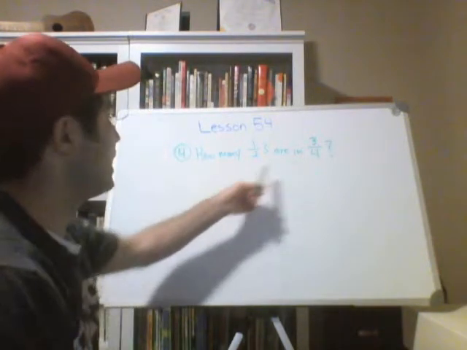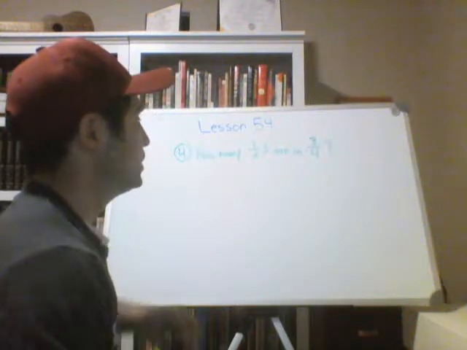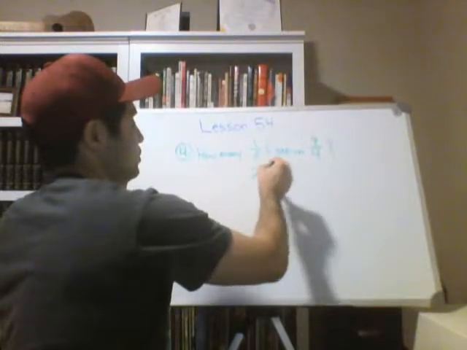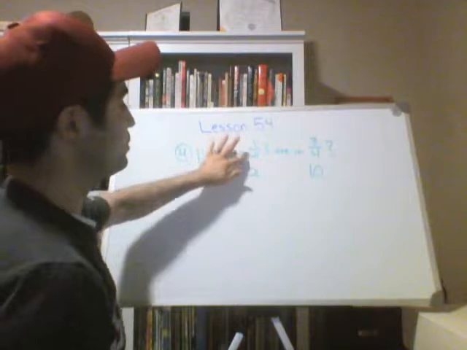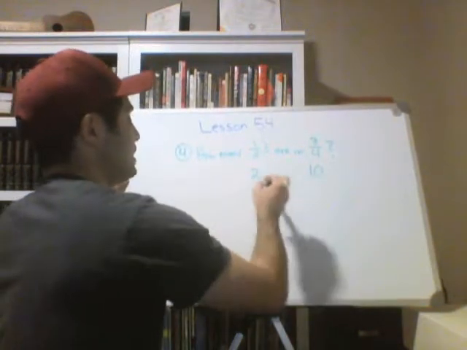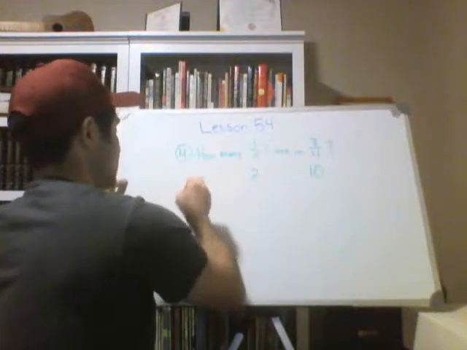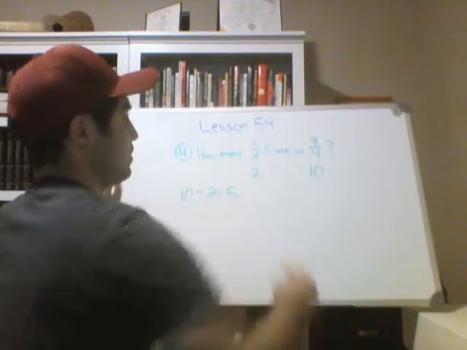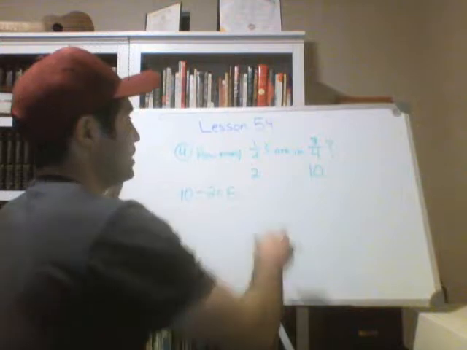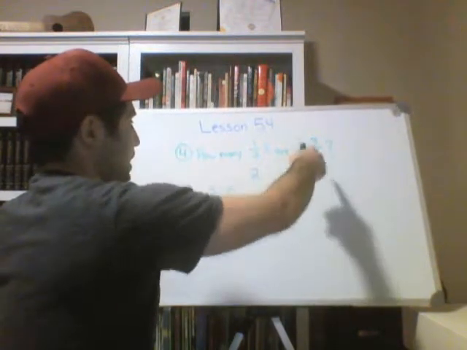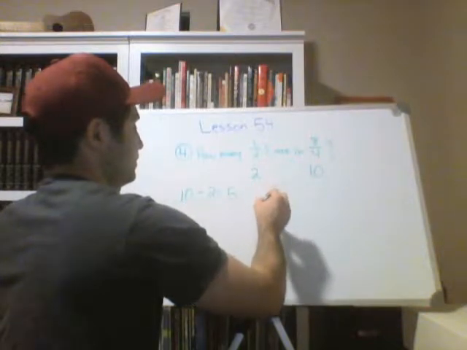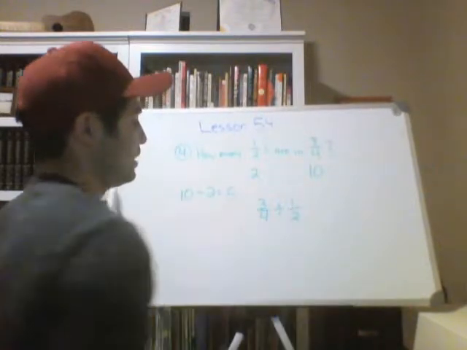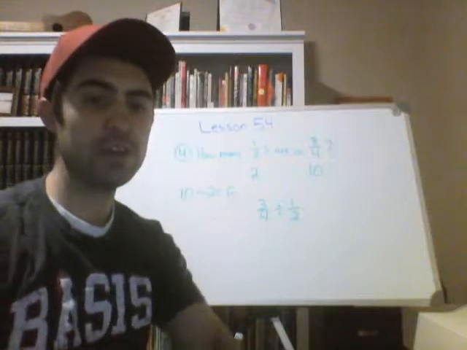Alright, example number 4. How many 1/2s are in 3/4? Well, let's use numbers that we're more accustomed to using. So let's say how many 2s are in 10. In order to figure that out, you would say 10 divided by 2. So 10 divided by 2 would equal 5. So there are 5 2s in 10. So we're going to do the same thing with this. How many 1/2s are in 3/4? So we're going to take 3/4 and divide that by 1/2. That'll tell you how many halves are in 3/4. So let's go ahead and do that.